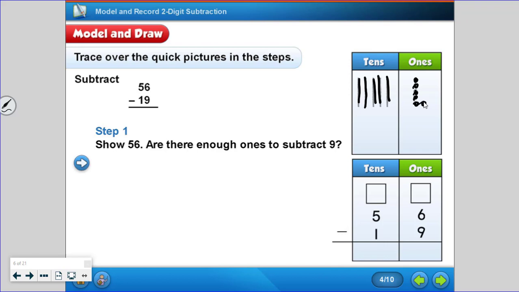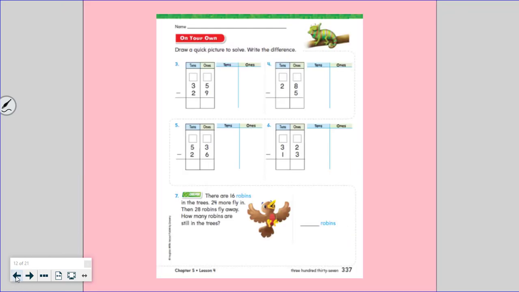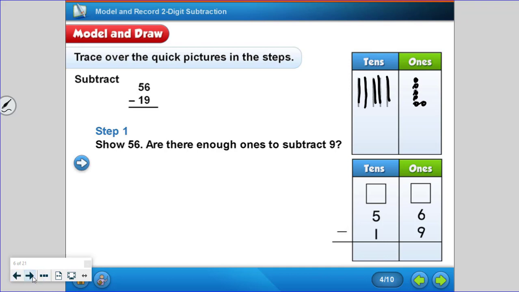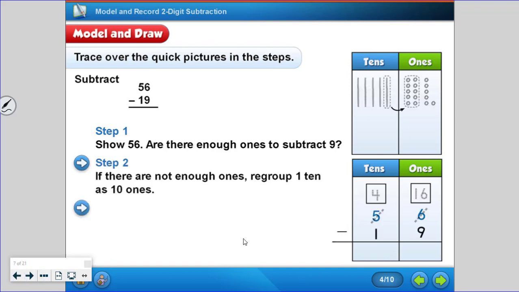Okay. Alright, so the question was, are there enough ones to subtract? Well, I got to take away 9 ones, but there's only 6. No, there's not enough ones. So it's step 2. Let's try it again. There we go. Step 2, if there are not enough ones, then we regroup 1 ten as 10 ones.